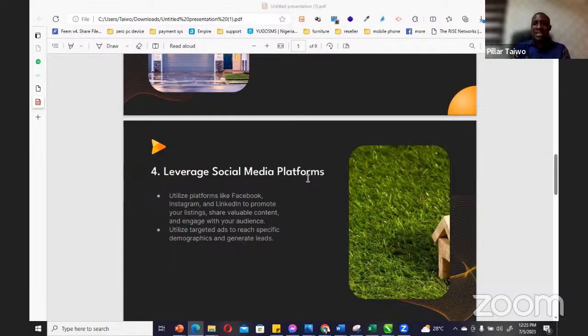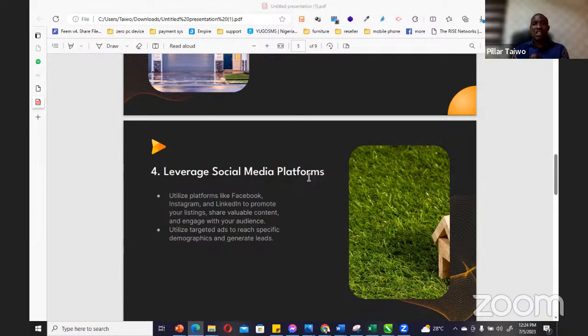Then the next thing that you have to do, which is number 14 that we'll be looking into, is how you can leverage social media platforms. You can see that we have been laying emphasis on social media platforms. You have to be up there, be present, be available at all times. Is that clear? You have to be present and available at all times on social media. Utilize platforms like Facebook, LinkedIn, Instagram, and so many of them.